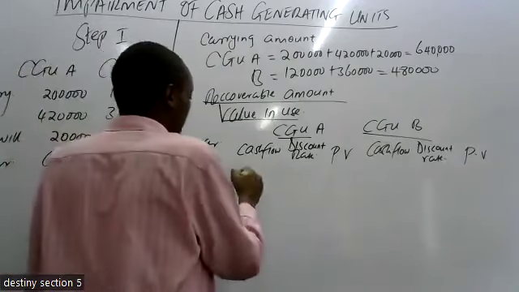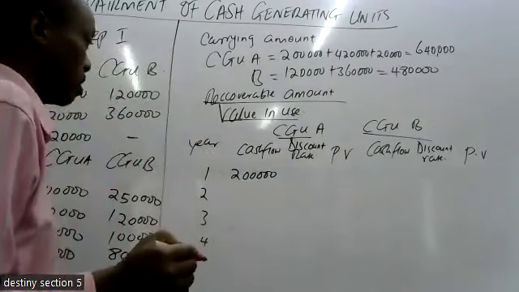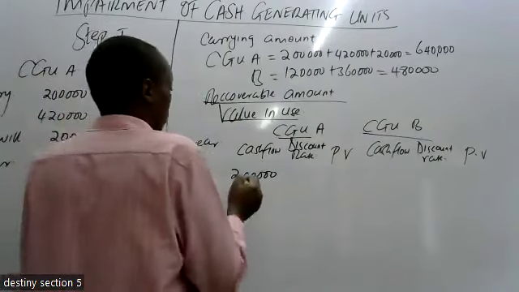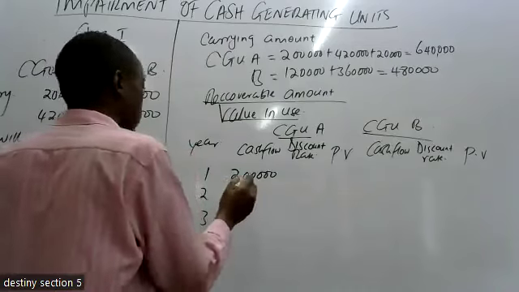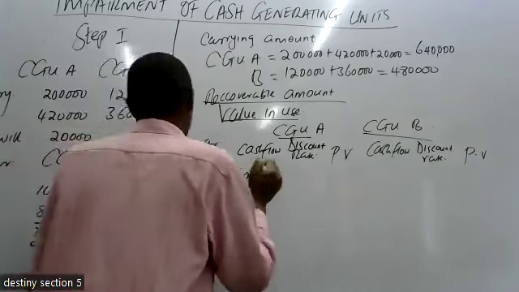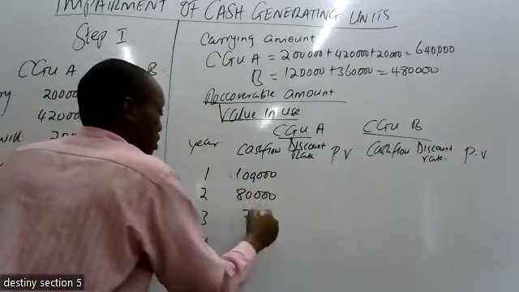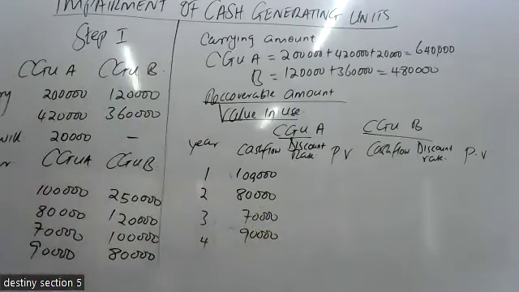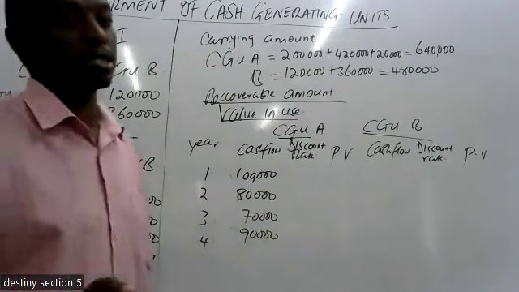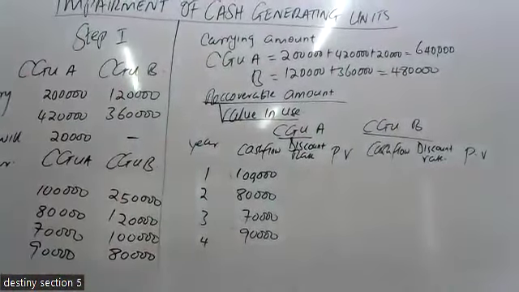Cash flow is, sorry, 100,000, 80, 70, and 90. Discount rate is 10%. What is the discounting rate of 10%? 10% period one, non-annuity.